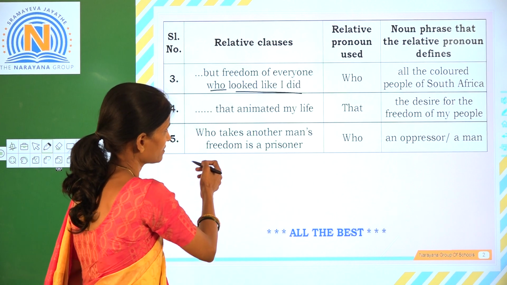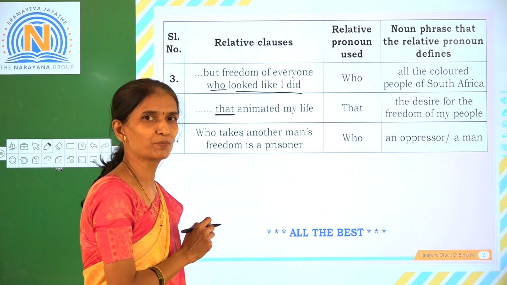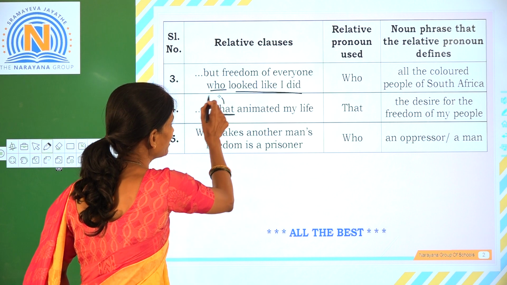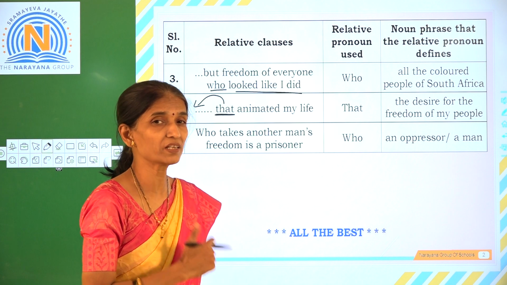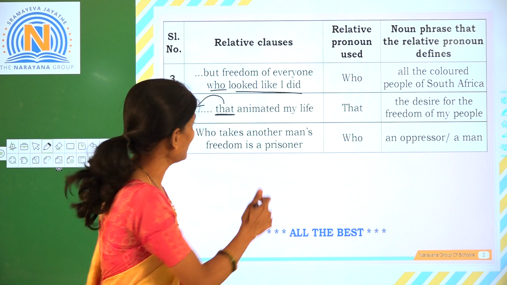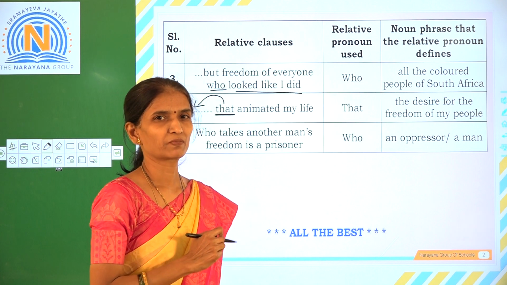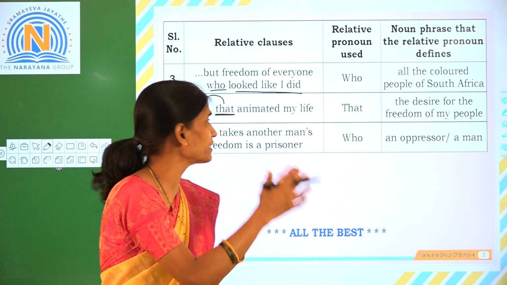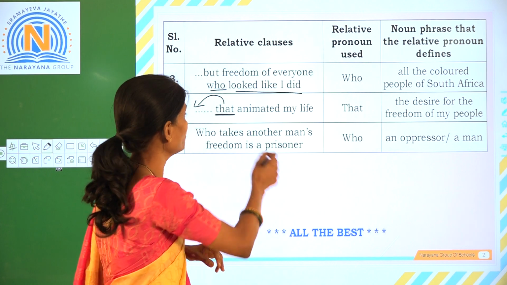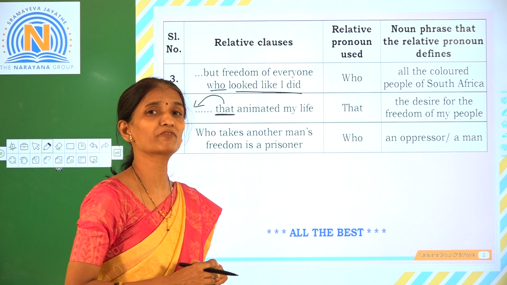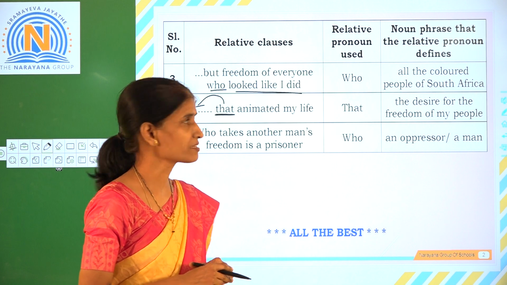The next sentence: that animated my life. That is the relative pronoun used, and this is referring to some subject that animated his life. What is that noun phrase that this clause is referring to? It is the desire for people's freedom. The desire for people's freedom animated his life. Something that animated his life: the desire for freedom of my people. So that is the noun phrase that it refers to.